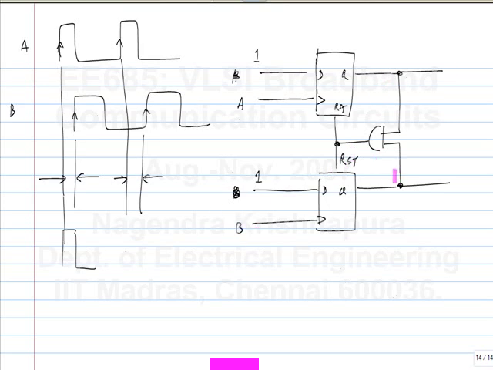Similarly, if B is leading A, the opposite happens. If B goes high, this output will go high and the reset is not activated, but when A goes high, both of them are high, so the reset gets activated and both are immediately reset.